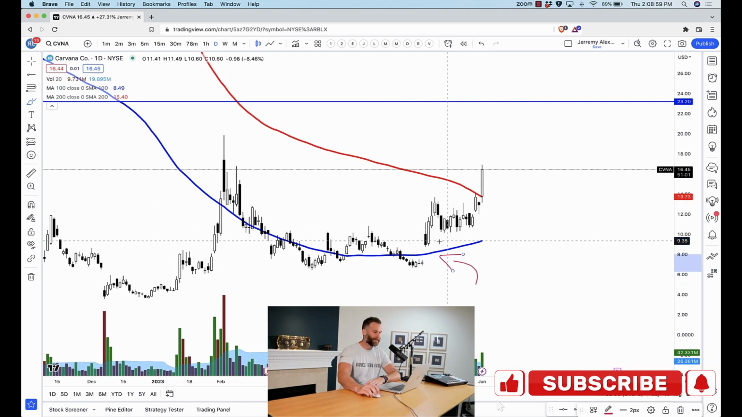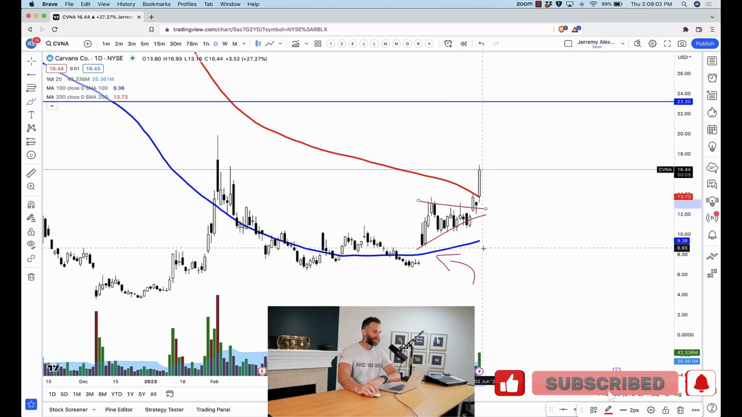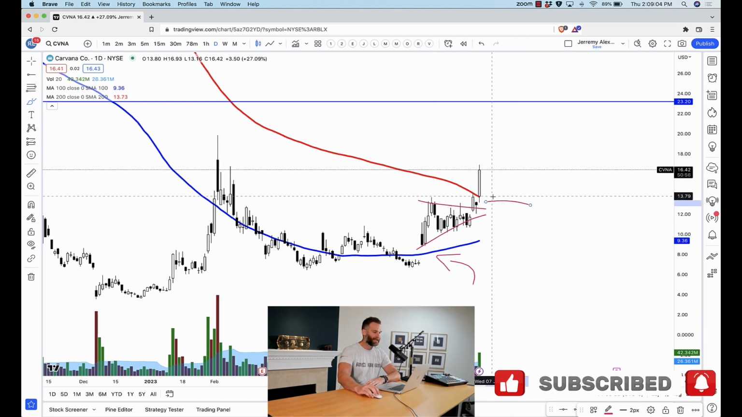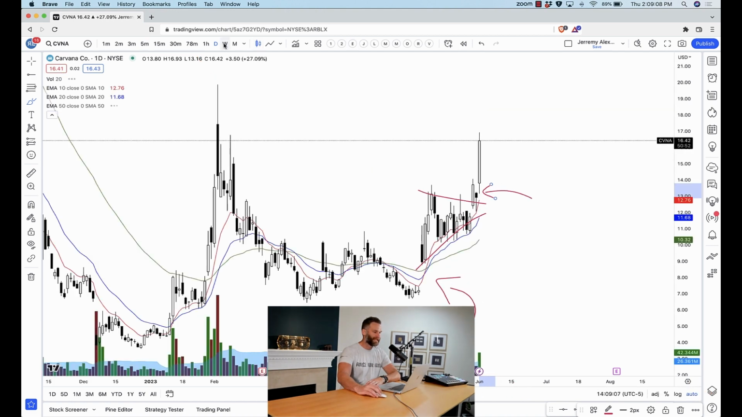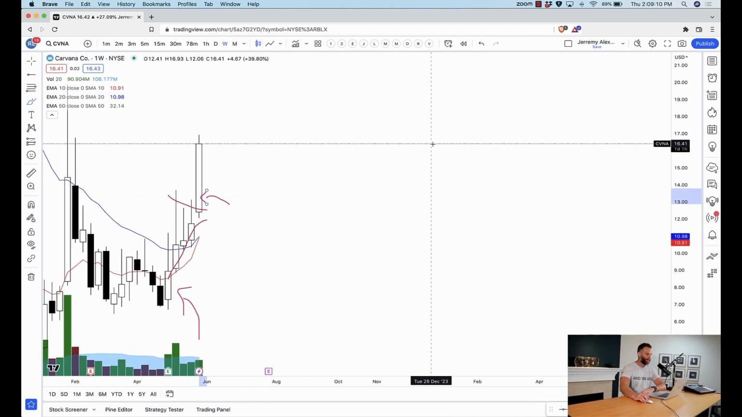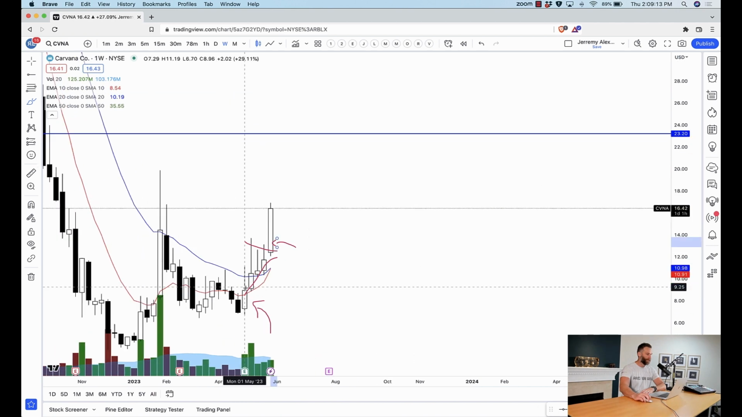You got a nice gap here. We coiled and traded sideways for a few weeks. We gapped up with a gap and go. We broke out the 200 simple moving average. We're above the daily 10, 20, and 50. We are above the weekly 10, 20, and 50. We have 1, 2, 3, 4, 5 bull candles in a row.